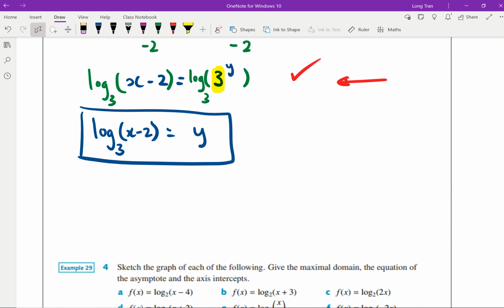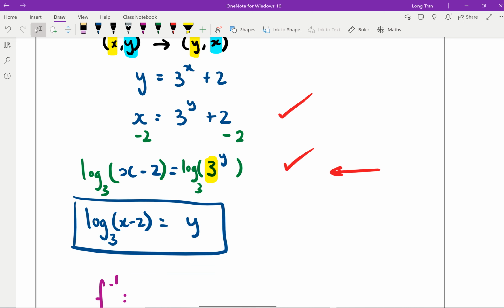We want to write it as function notation. f inverse, very good. So you never leave your answers as y. That one I made up before. I said let f of x equal y. If you're finding the inverse, you should write it in terms of f.